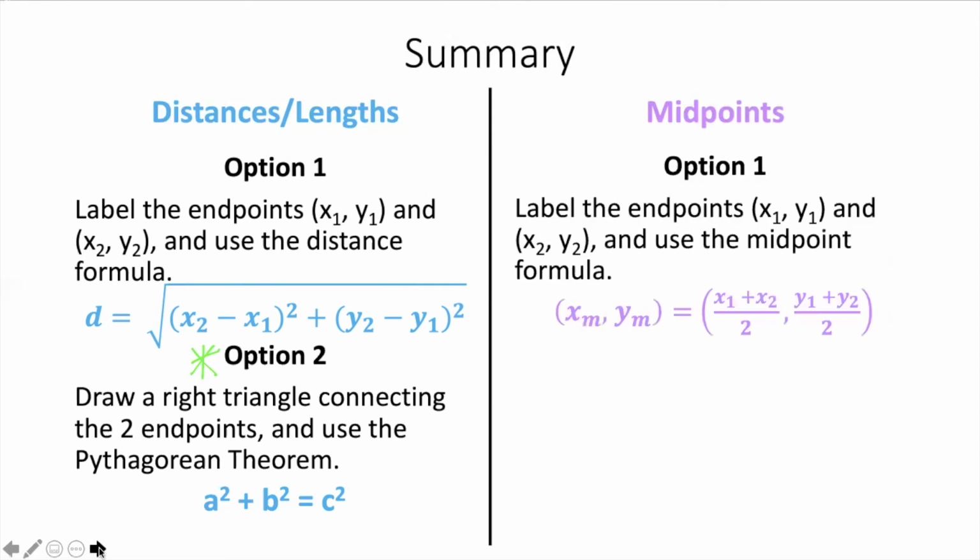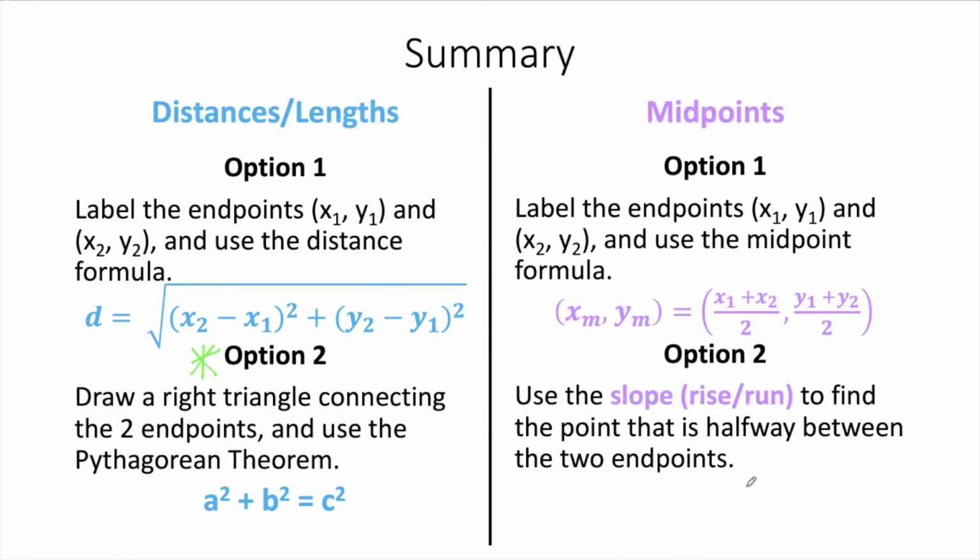And kind of same thing for midpoint. There's a midpoint formula that you could memorize. Or you can just sort of count your way to the midpoint by using the rise and the run, and finding half of the rise and half of the run to lead you to the midpoint. And so once again, I'm going to draw a star next to option 2, because that is probably going to be your easier option, so that you don't have to worry about memorizing any formulas.